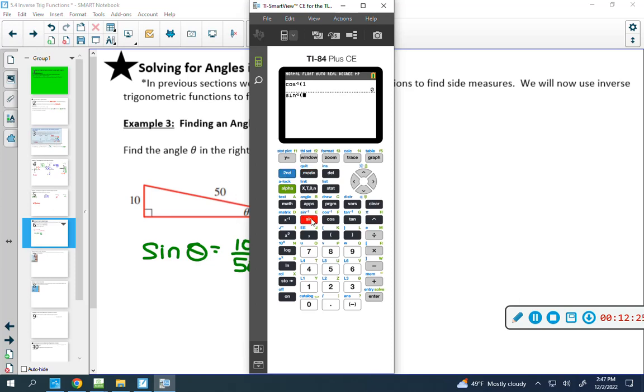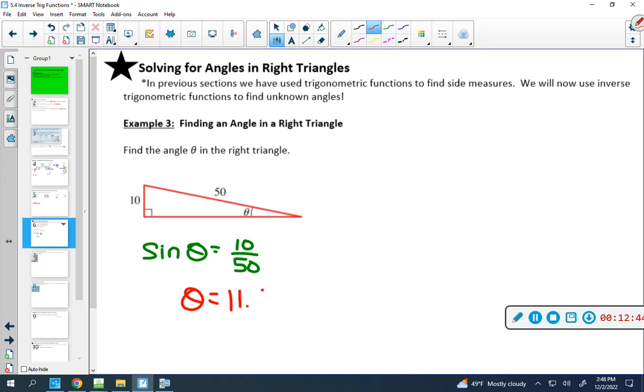Second sign, I can't bring myself to type in 10 over 50. I'm just going to use, what's 10 over 50 reduced to? Yeah, I can't type 10 over 50. That bothers me. Okay, so let's round it. Let's say, I don't know, 11.5, give or take.